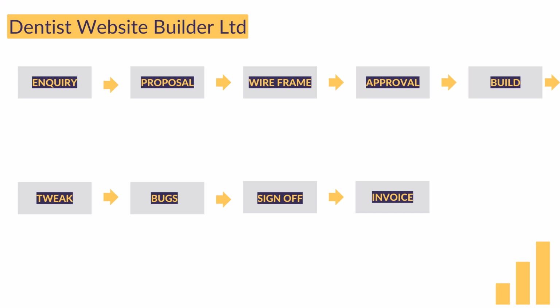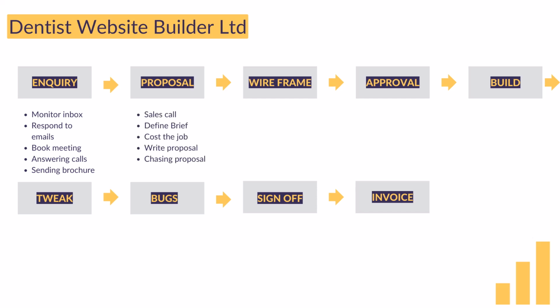Then we want to list out all the activities that take place. So under inquiry, we would say monitoring the inbox, answering calls, responding to emails, booking meetings, sending out brochures. Proposal stage, maybe you have a sales call, you define the brief, you write the proposal, you build out the costing. Maybe there's chasing the proposal. In wireframe, you would brief the designers, etc, etc, etc.